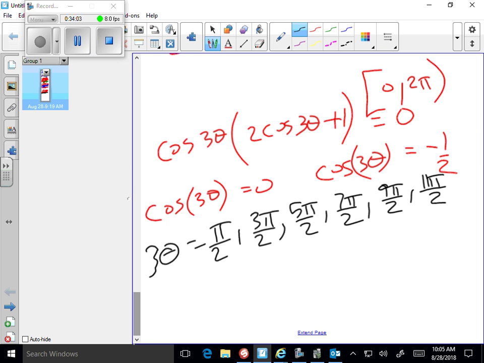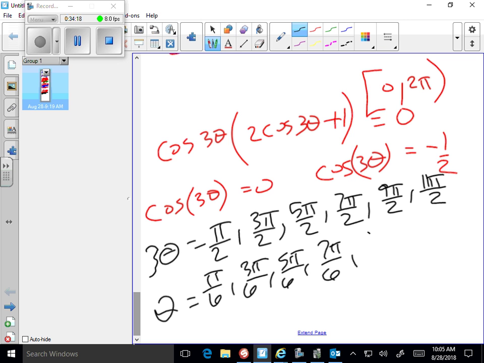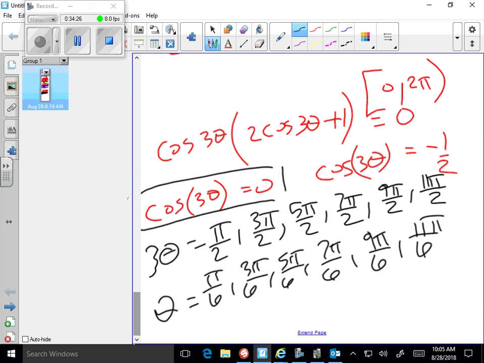But I don't want to know what 3 theta is equal to. I want to know what theta is equal to. So I have to divide everywhere by 3. And so that gives me pi over 6, 3 pi over 6, 5 pi over 6, 7 pi over 6, 9 pi over 6, and 11 pi over 6. But that was only taking care of this factor. We need to now take care of this piece of information. When is cosine equal to negative 1/2?